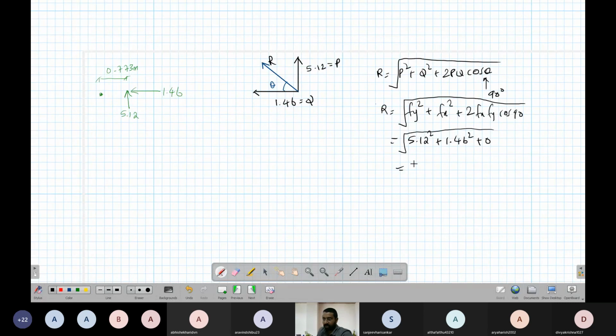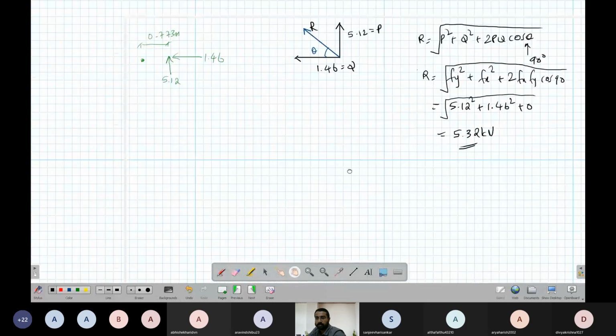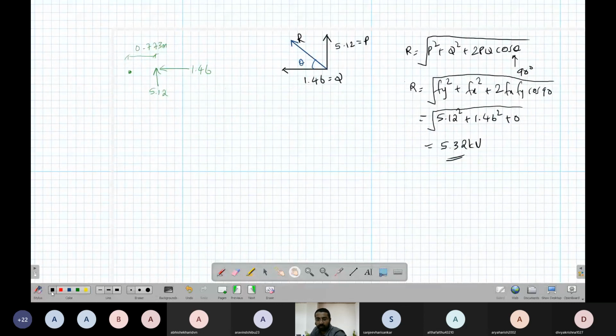So if there is some calculation mistake, you just see and calculate. So this is 5.3. Okay, so this is the resultant. Now what is the angle? The angle also is the same, simple.